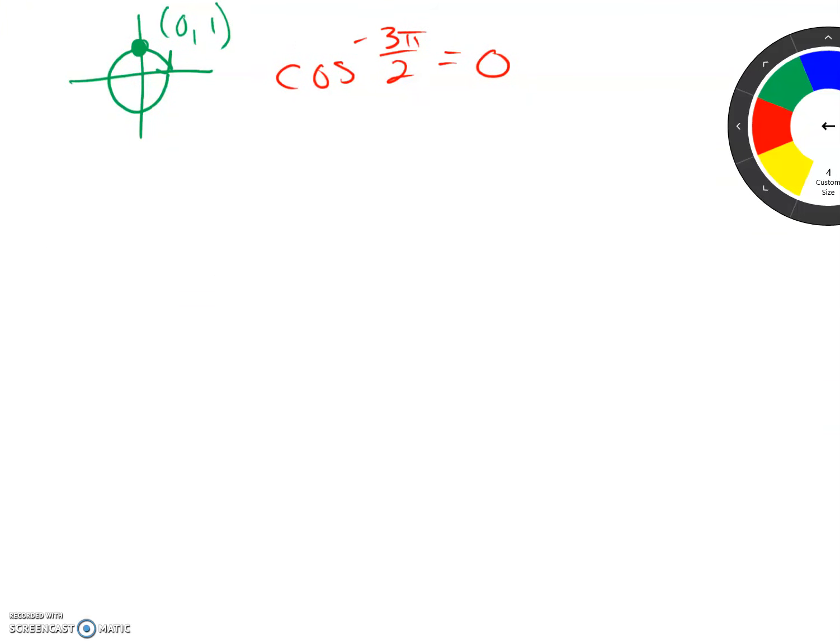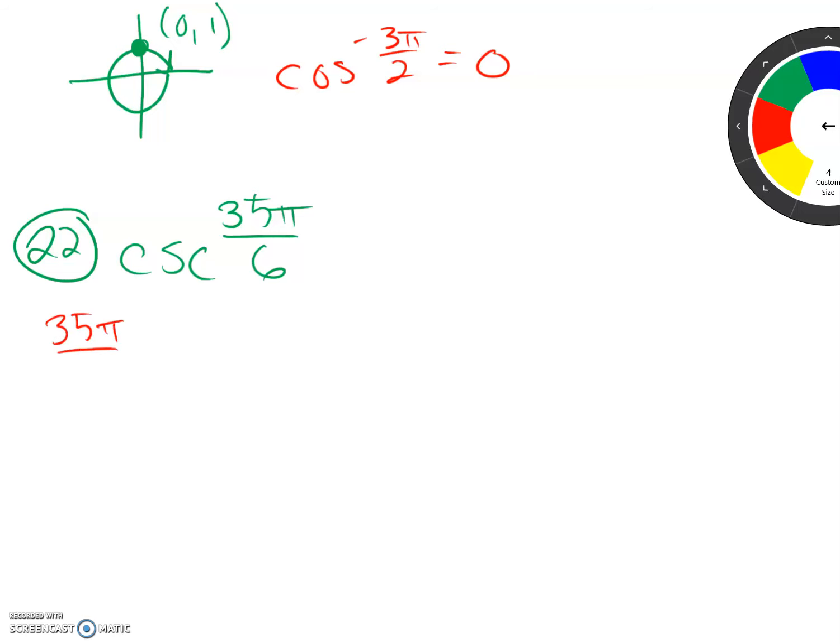Let's see, what's another good one? Let's jump down to 22. 22 is the cosecant of 35 pi over 6. Well, all you've got to do is know what quadrant you're in to know the coterminal angle. So, again, to go through those steps, you could just subtract 2 pi, and 2 pi is just the denominator times 2. So 6 times 2 is 12, so 12 over 6 is 2. You could do that a few times to figure out where you are.